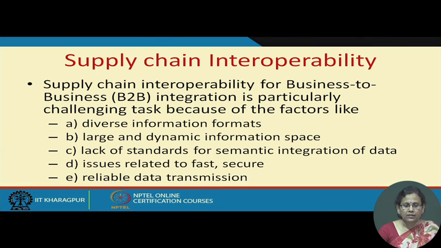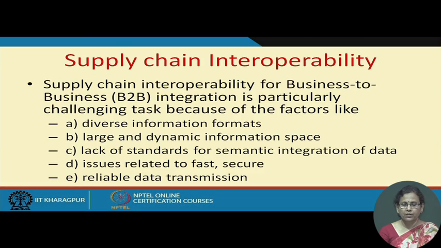Then the second issue comes: the large and dynamic information space. By this, we mean the nature of the information keeps changing, and because of this change, even if you have resolved the semantic integration issues and the compatibility for sending the order information, next time when your shipping information comes, you have to design specific processes for making that shipping information understandable. Then next is the lack of standards for semantic integration of data.